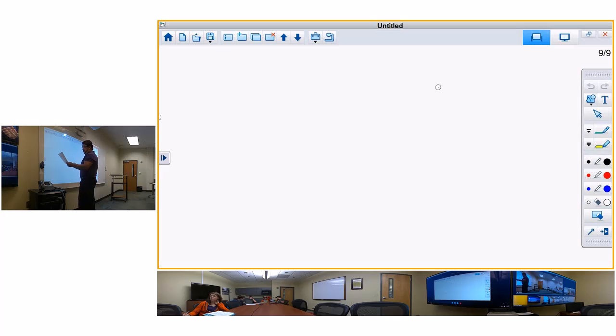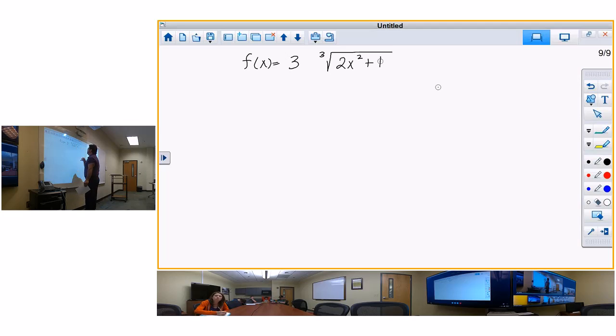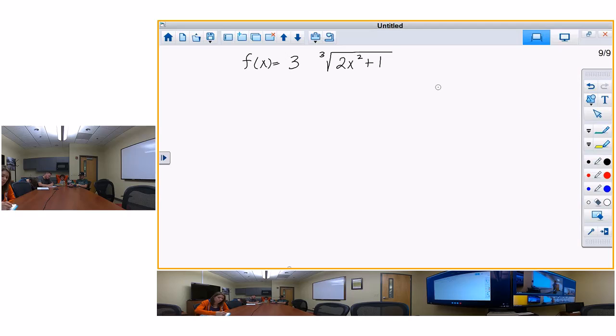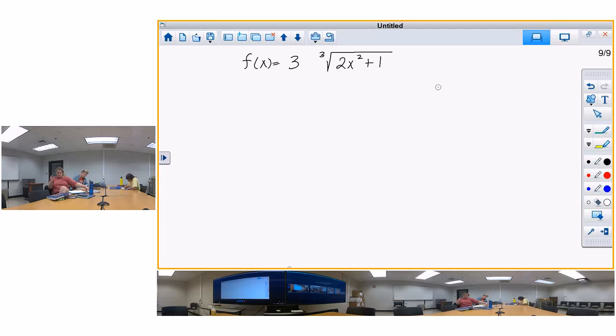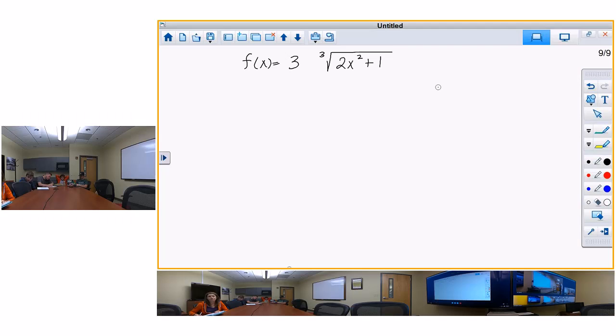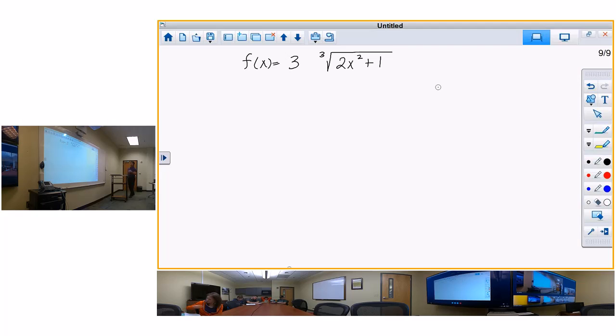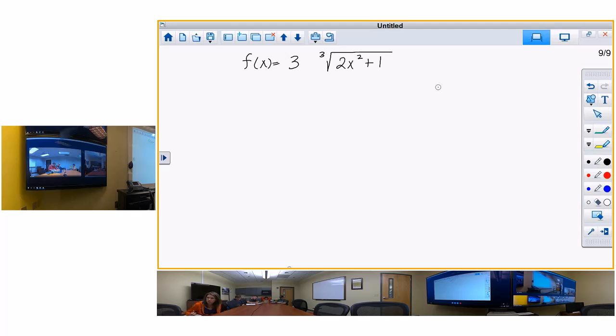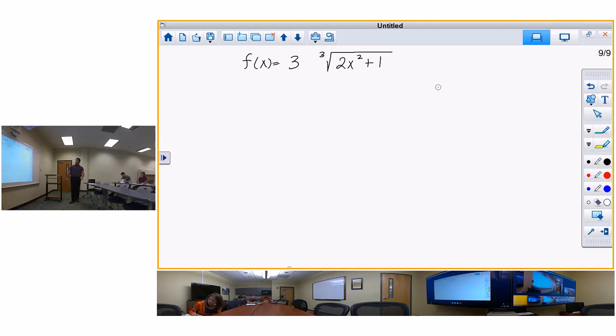All right, here we go. F of x is equal to 3 times the cube root of 2x squared plus 1. Actually, this is not the product rule. You can pull that 3 out and just take the derivative of the radical. But again, you have to assess it, and the first thing you should say is I've got to change that radical, because radicals and calculus don't mix.